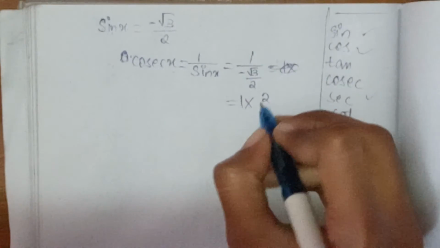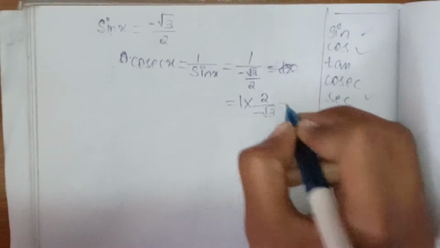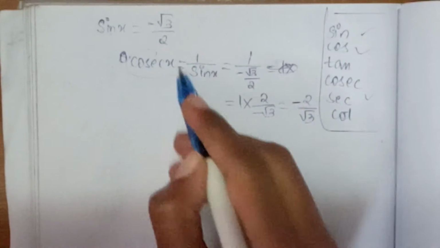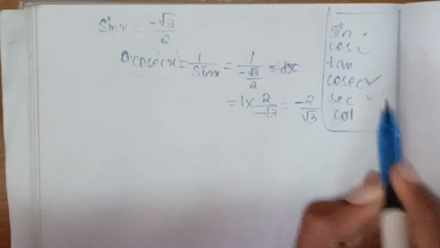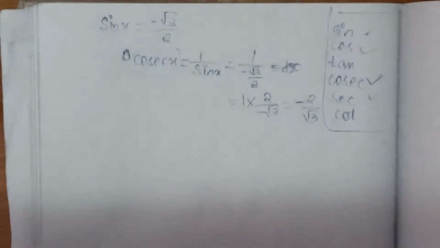So this becomes reciprocal downward. So minus root 3, so minus 2 by root 3. So we got the value of cosecant, that is minus 2 by root 3. So we got the value of cosecant also. What we have to find more is tan and cot. So how can we find it?